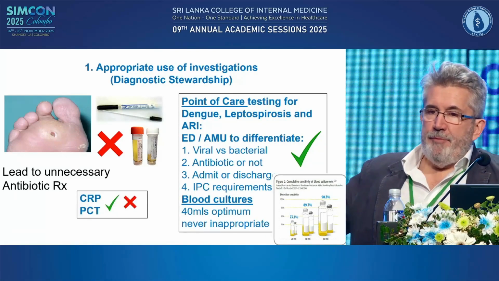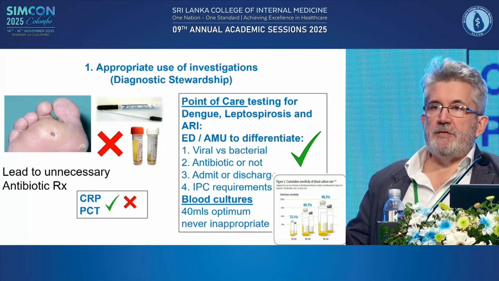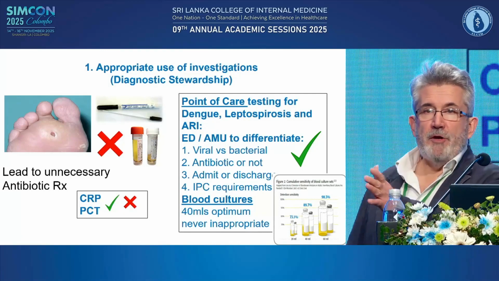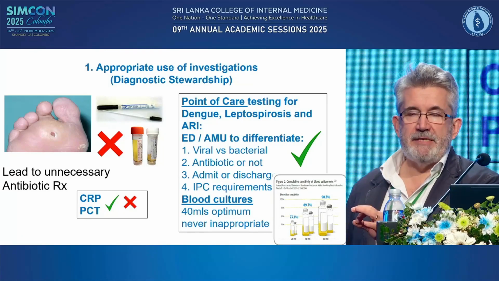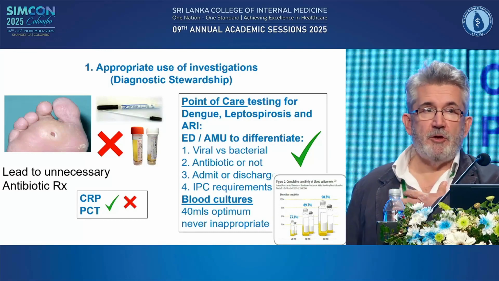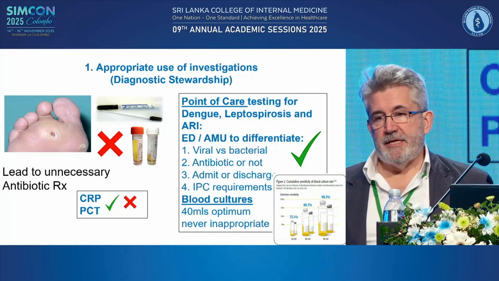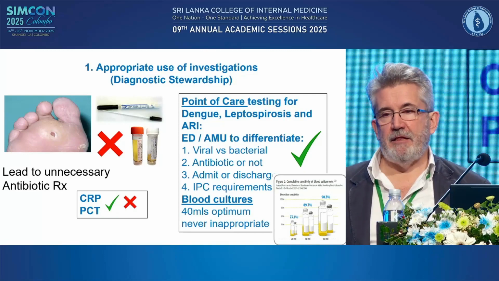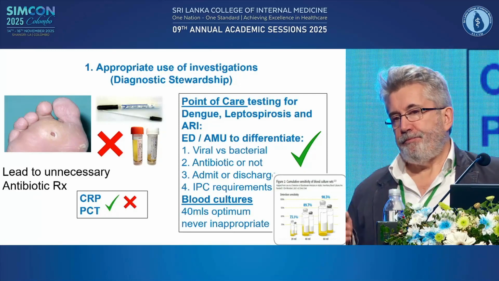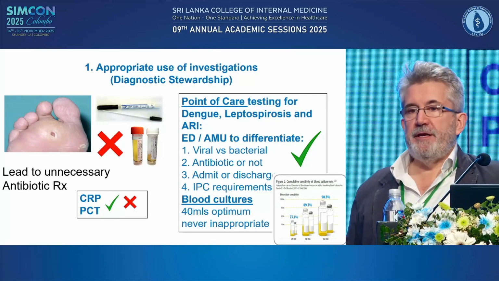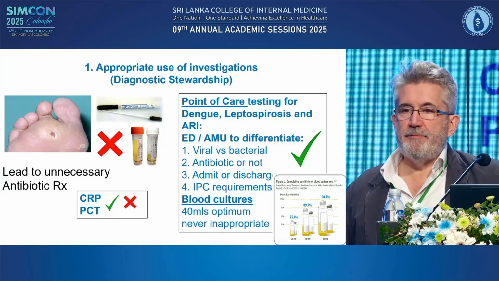And then I'm a bit up and down about CRPs and procalcitonins because I think they're useful to monitor an infection, but they're sometimes expensive. So I don't use procalcitonin. I don't use it at all. It's an expensive test. I don't think it adds anything for me, but it can be useful for monitoring infection and shortening courses of antibiotics.